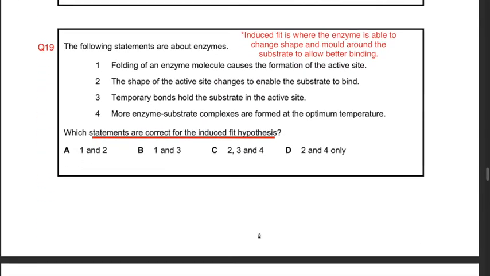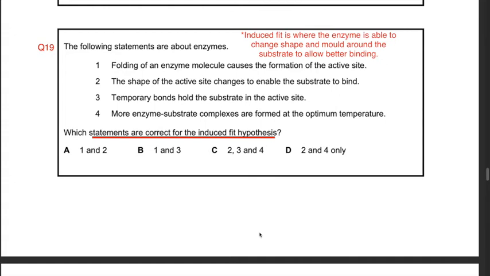Question 19. The following statements are about enzymes. 1. Folding of an enzyme molecule causes the formation of the active site. 2. The shape of the active site changes to enable the substrate to bind. 3. Temporary bonds hold the substrate in the active site. 4. More enzyme substrate complexes are formed at the optimum temperature. Which statements are correct for the induced fit hypothesis?